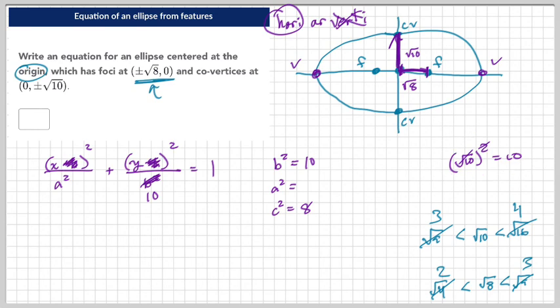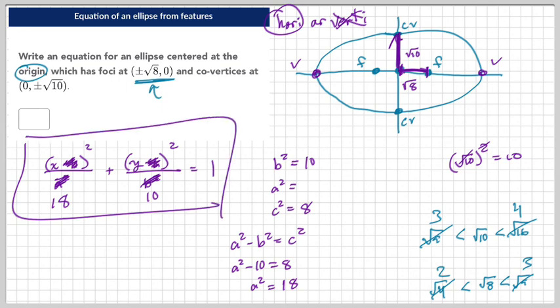Okay, so that's 8. Now, remember that formula? A squared minus b squared equals c squared? That's how those letters relate to each other. And so we have a squared. We don't know what a squared is. We do know what b squared is. It's 10. And our c squared is 8. So what is a squared equal to? Look, guys, quiet. I can't hear you. Just one at a time. 18. Very good. It's 18. So I put 18 right here. And we're done. Yay.